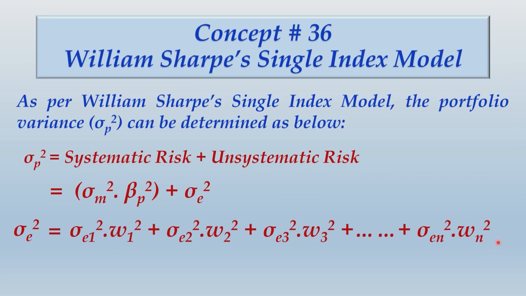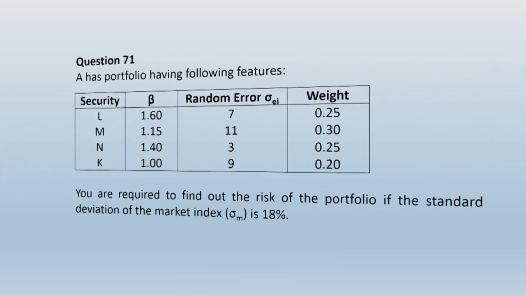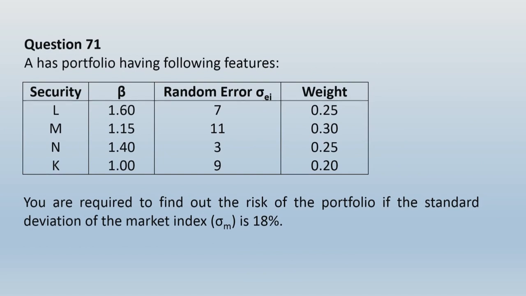So friends, I told you this to help you understand it better, and now let us solve questions to get more clarity. Let us move ahead and deal with question number 71. Let us read this question. A has a portfolio having the following features. You have four securities L, M, N, K. The beta of each security is given to you, and the random error for each of these is given to you.